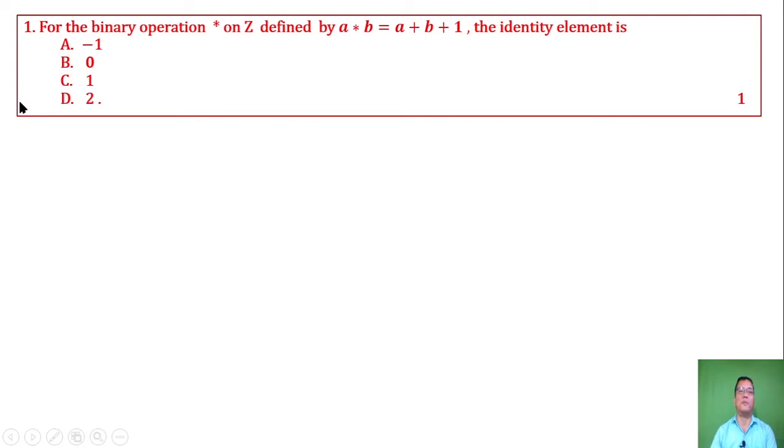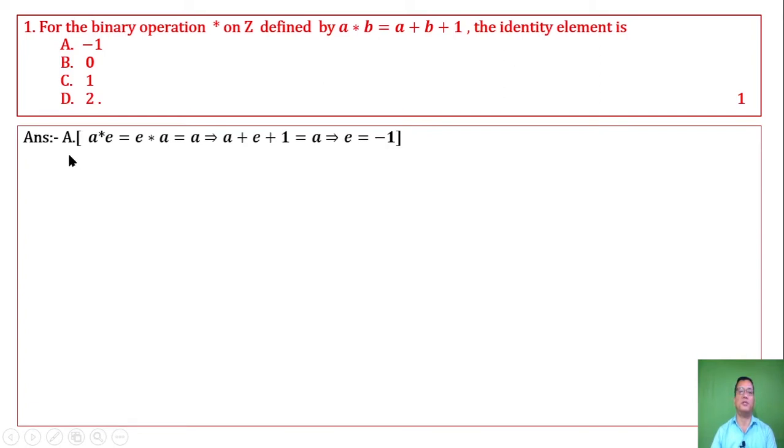Question number 1. For the binary operation asterisk on Z defined by A asterisk B equal to A plus B plus 1, the identity element is A the minus 1, B the 0, C the 1, D the 2. 1 mark. Correct answer is A. As A asterisk E equal to E asterisk A equal to A for any A belongs to Z. A asterisk E is equal to A plus E plus 1, which is equal to A. Cancelling A we get E equal to minus 1.